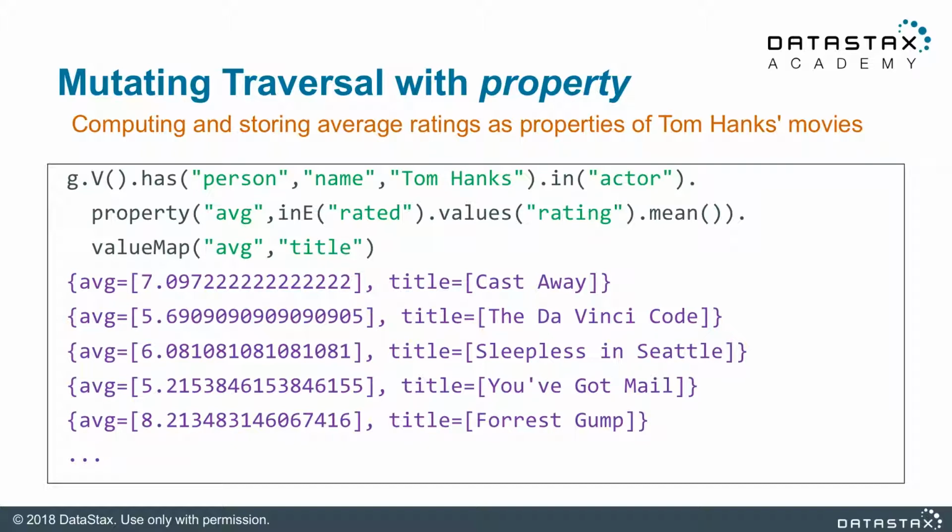As you see in the results, Castaway was rated pretty highly, about a 7.1. Then you have other movies like The Da Vinci Code, Sleepless in Seattle, and You've Got Mail.